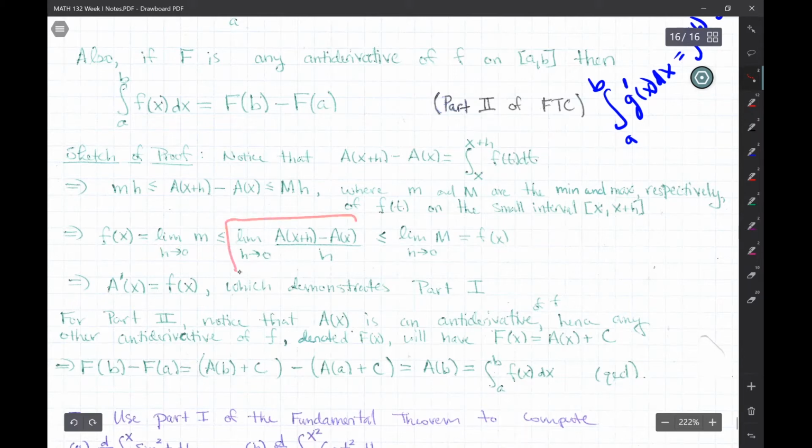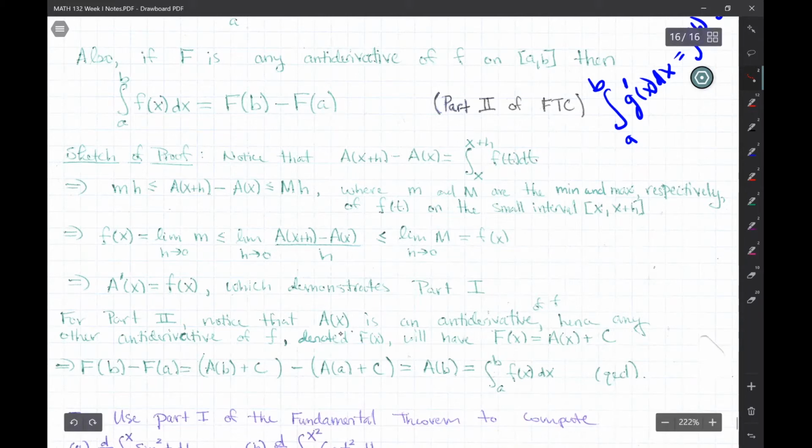And what do we have down here? Okay, what do we have in the middle there? Well, that's the difference of the area function over h, and when we take the limit as h goes to 0, that's the derivative. So A prime of x is then equal to f of x by the squeeze theorem. On the left and right, we're squeezing the derivative of the area function between f of x. So we then have that the derivative of the area function is equal to f of x. Okay, that proves the first part.